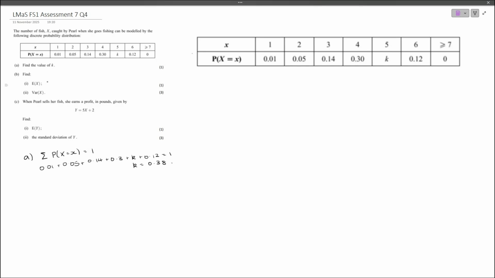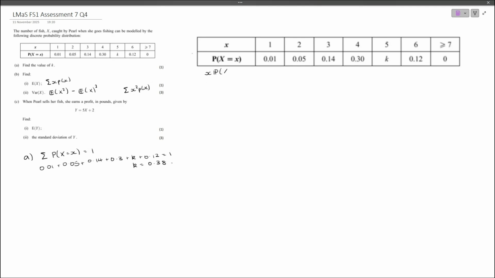Moving on to part B, we're asked to find the expectation of X and the variance of X. The expectation of X is the sum of xP(x), and the variance is the expectation of X squared, subtract the expectation of X, squared. And for the expectation of X squared, we need the sum of x squared P(x). So I'm going to add two rows to my table. One is going to be xP(x) and the other one is going to be x squared P(x).